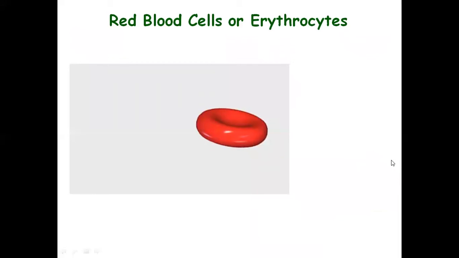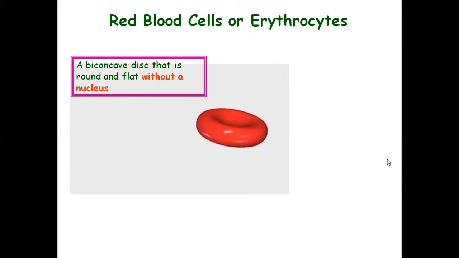Now, RBC or erythrocytes. A biconcave disc that is round and flat without a nucleus. There is no nucleus in RBC. Look there. This is the shape of RBC, just like an Alpenliebe chocolate.